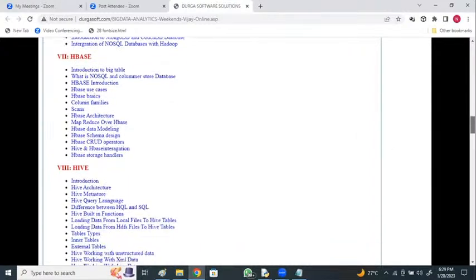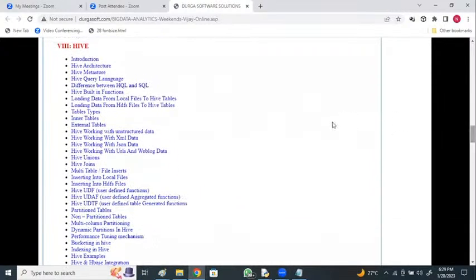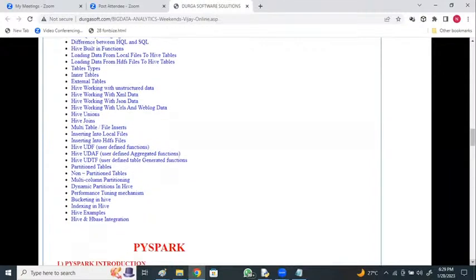And next, the important Hadoop component like Hive, which is used for data warehouse. We use a language called HQL here, loading data and making the data structured and creating tables, internal tables, external tables. We're working with unstructured XML, JSON data, working with URL weblog data, unions, joins, UDF, UDAF, UDTFs, right? Non-partition, partition table, indexing, bucketing, partitioning, static partitioning, dynamic partitioning, right?